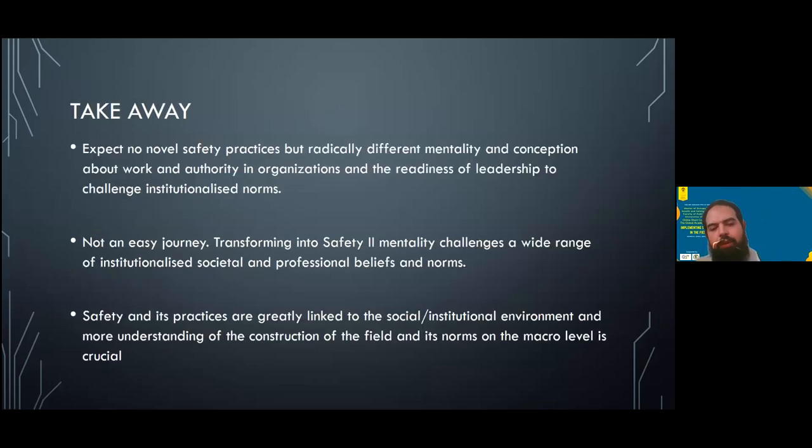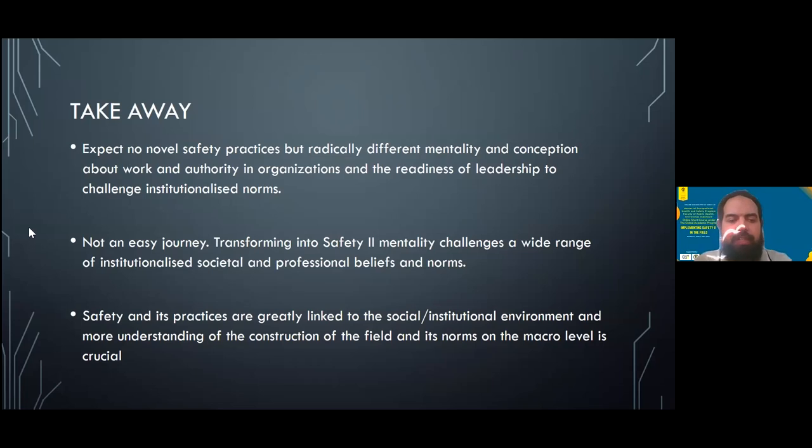So the takeaways that I want you to take out of this: expect no novel safety practices in Safety-II, but you need a radically different mentality and conception about work and authority. Genuine implementation of Safety-II is about the extent the leadership is willing to change their perceptions about people, about work, the extent they are willing to give workers authority to share the decision-making with them. So genuine Safety-II implementation is really conditioned by this. If the management is still unwilling to do that, then we will end up having the same trends that we kept having from the previous safety management systems.